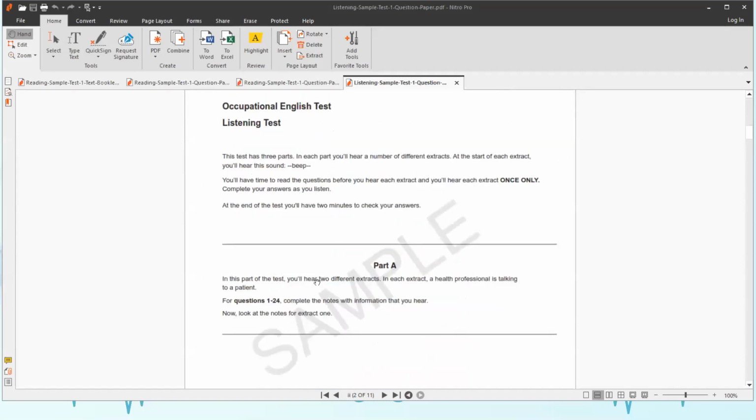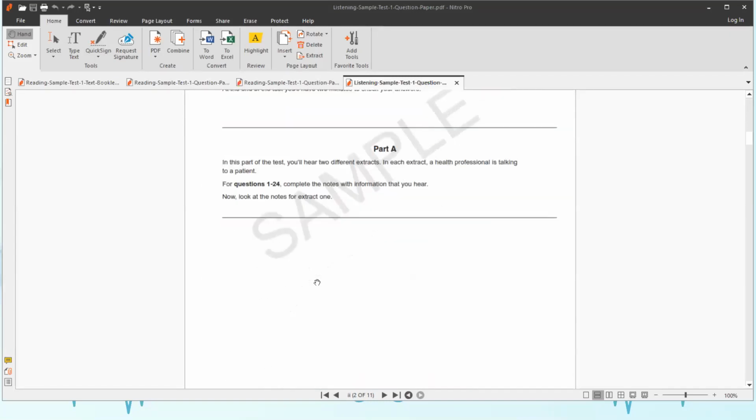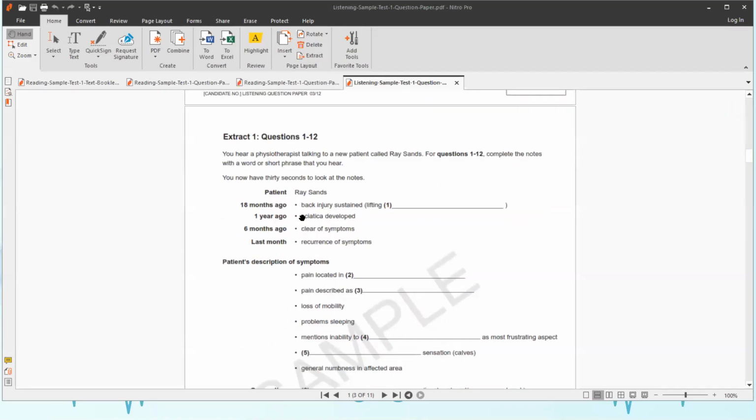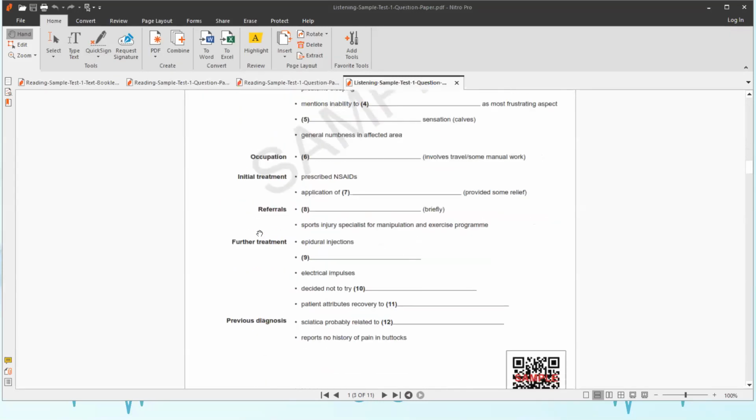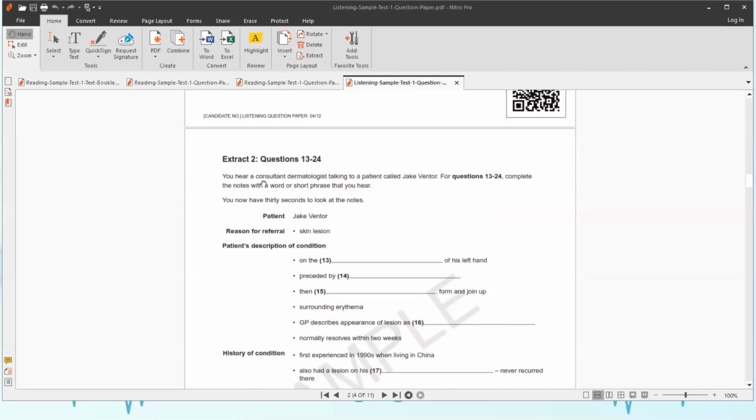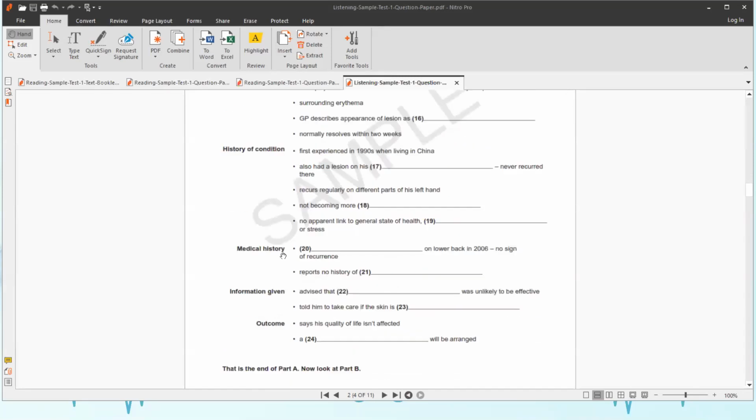Then the first part, part A, here we have 24 questions for two extracts. So each extract has 12 questions. This is the first extract, extract number one, questions 1 to 12. We have 12 questions for the first extract. Then this is the second extract, questions from 13 to 24. Then this is the end of the first part.